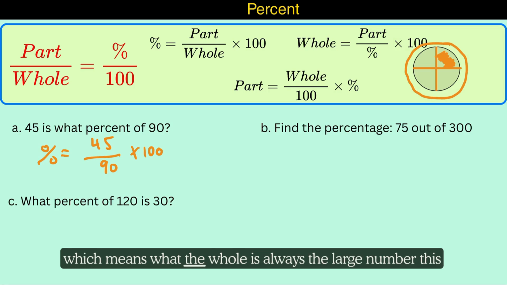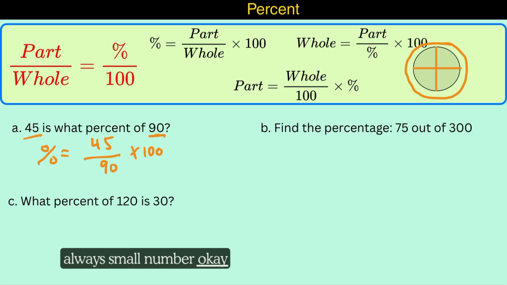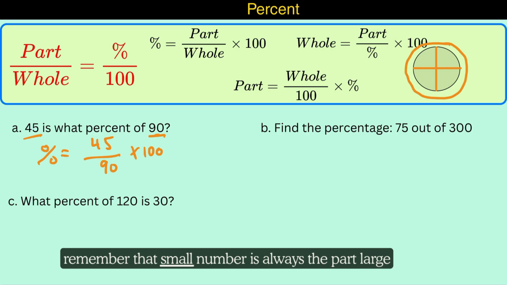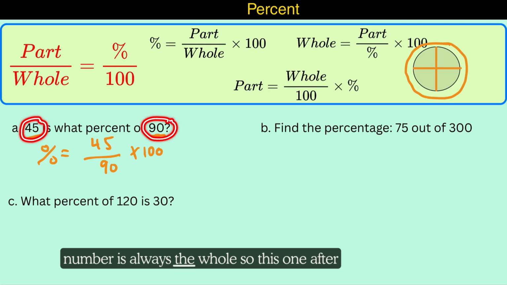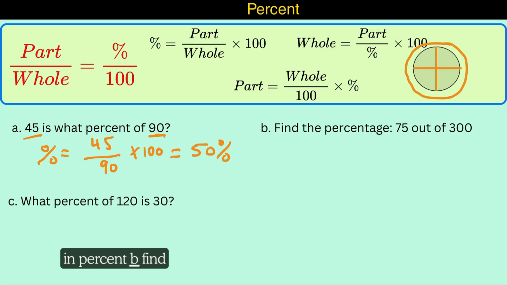Which means what? The whole is always the large number. This is the whole. And the part, which is small, is always a small number. Okay? Remember that. Small number is always the part. Large number is always the whole. So this one, after the calculations, will give you 15%.